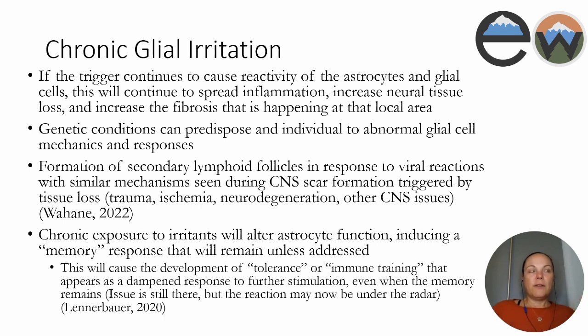And this is what I was just saying at the end of the last slide: if the trigger continues to cause the reactivity of the astrocytes and the glial cells, it's going to continue to spread inflammation. It's going to increase neural tissue loss. It's going to increase fibrosis in the local area, that glial scarring or border formation. So you need to control the trigger that is wreaking havoc throughout the body, right?